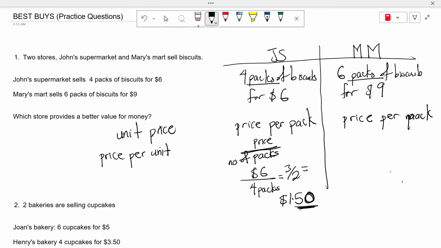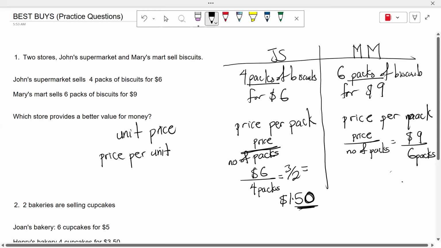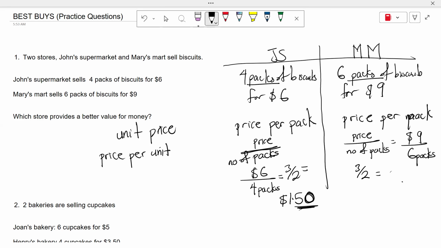Same thing: price per pack, or price over number of packs. That would be $9 over 6 packs. 9 divided by 6, if we simplify, we get 3/2 again, which is $1.50. So which store provides a better value for money? None of them, because the unit price is the same. They're selling at the same price.